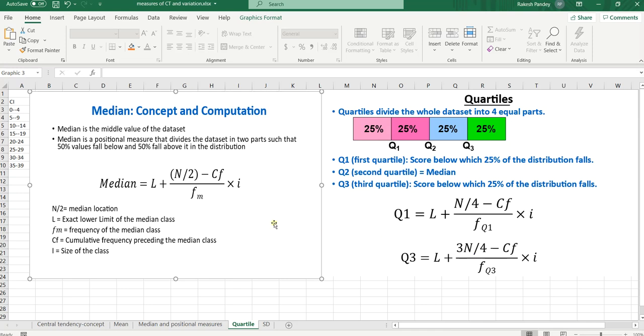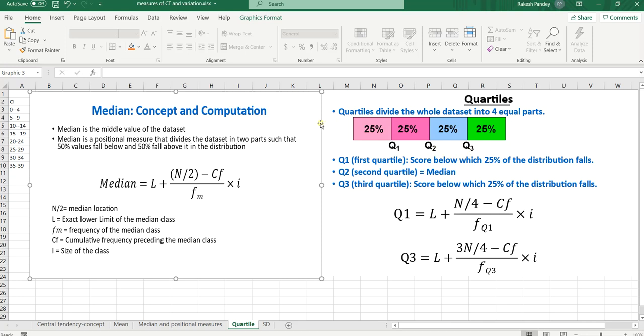Whether dividing n by 4 is easier for you or multiplying n by 0.25 or 0.75 is easier. So I am removing this slide. So quartile is also a positional measure and this provides the positions of the data values so that we can know how much, in terms of percentage, 25% of cases will lie below Q1, the first quartile, 50% of cases will lie below Q2, and 75% of cases will lie below Q3. So this is the quartile.